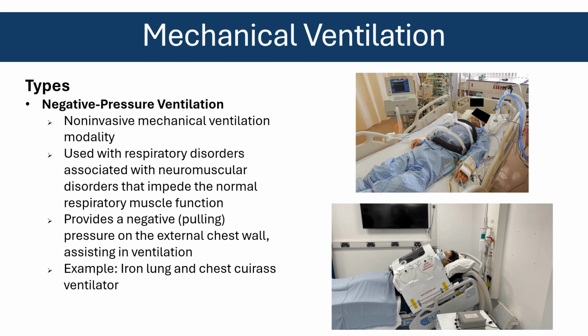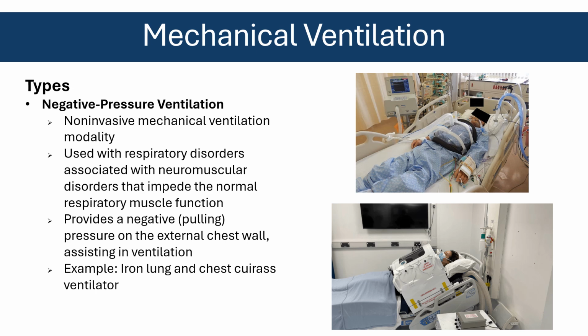So the first picture here is the chest cuirass ventilator. It's on the outside, and it provides forceful negative pressure against the lungs. And then this one on the bottom is a modern iron lung, and it's essentially doing the same thing. So these are non-invasive, they're actually on the outside of the body. Nothing is going inside the body. And again, you're not going to see this very often.